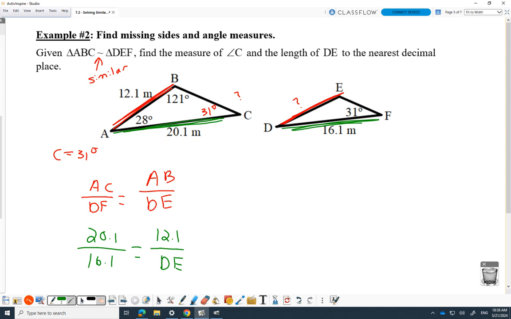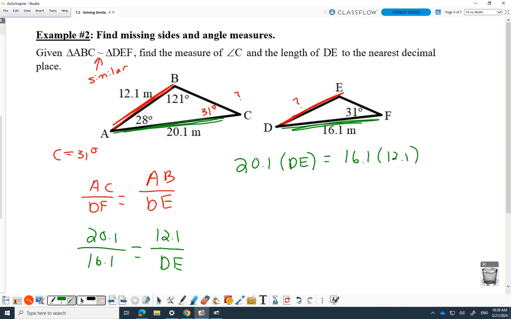Okay. Now what? Cross multiply. Yeah, that's why we did that part of the lesson first. Once you set up these proportions, then you can just cross multiply. And I'll do the full cross multiplying, even though sometimes there's shortcuts. Sometimes you might see a faster way than cross multiply. But this time it's 20.1 times DE equals 16.1 times 12.1.